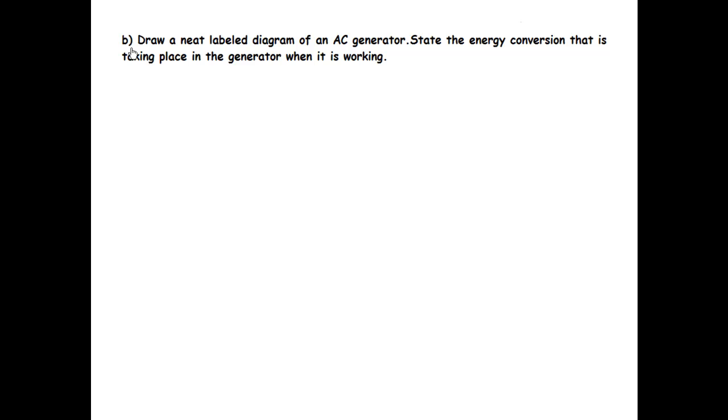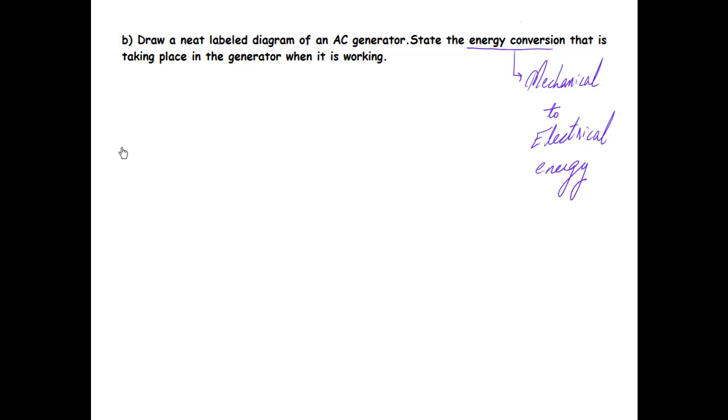The next question, part B of question number 9. Draw a neat labeled diagram of an AC generator. State the energy conversion that is taking place in the generator when it is working. So before I draw the diagram, I'll write the energy conversion. So energy conversion is mechanical to electrical. So basically a coil is rotated in the presence of a magnetic field and the rotation of the coil generates electricity, and therefore we can say mechanical energy is converted into electrical energy.